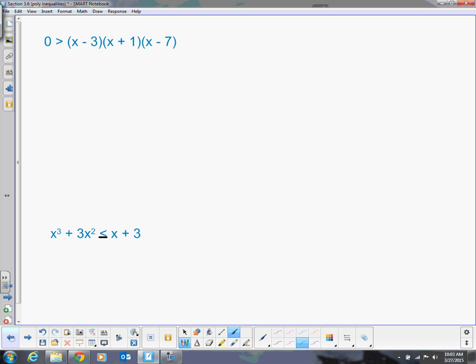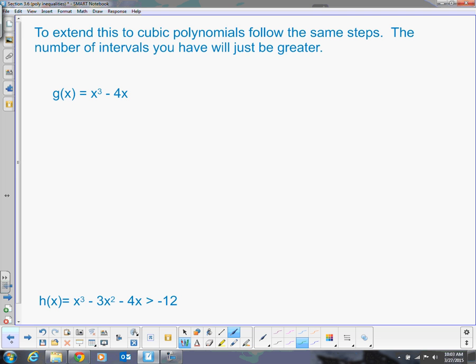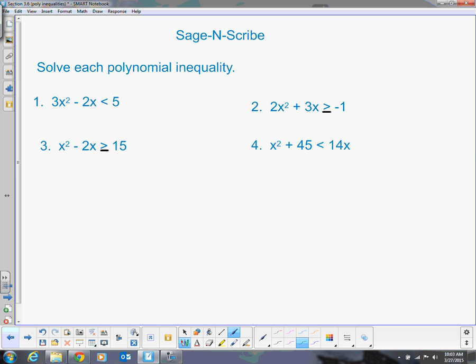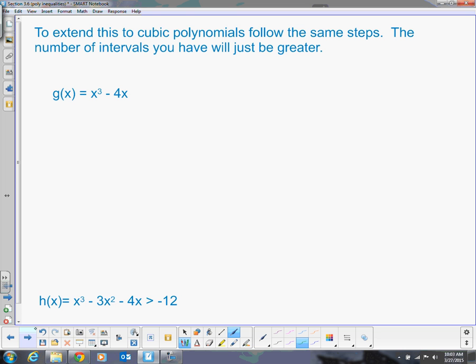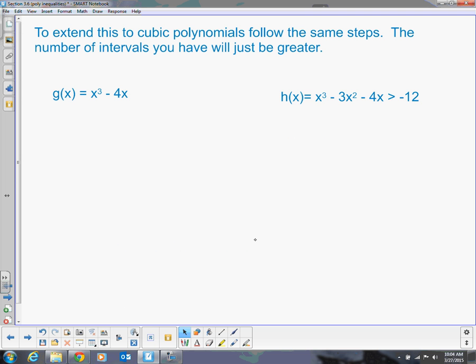Okay, so let's, are you ready to extend? Yeah. You don't want to do any more quadratics? No. Okay. Are you recording? I believe I am. Okay. I've got an h of x equals, and then I've got this. Which one do you think is harder, g or h?